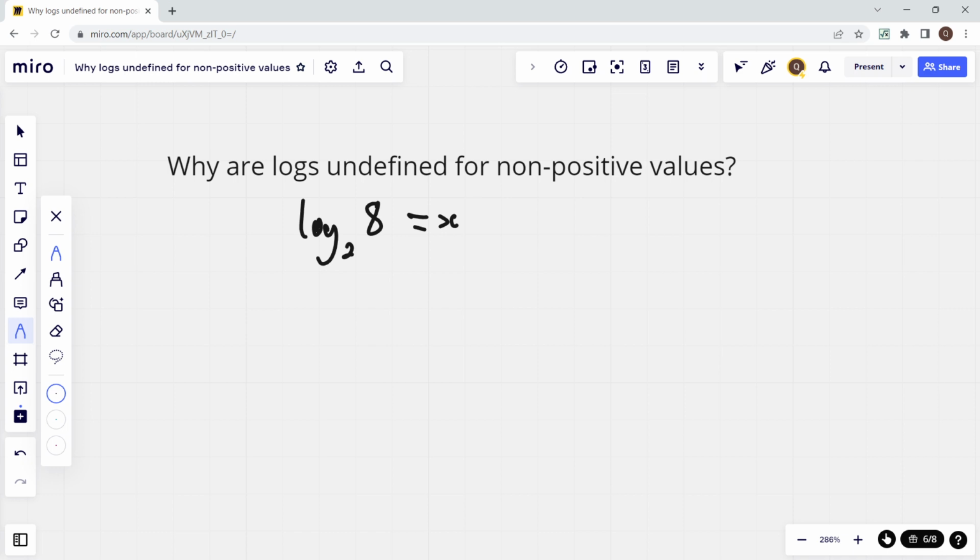So what we're asking here is, what power would we need to raise 2 to in order to get 8 as a result? Well, we know that 2 cubed is equal to 8. And so unsurprisingly, if we put log base 2 of 8 into our calculator, the calculator will tell us the answer is 3.